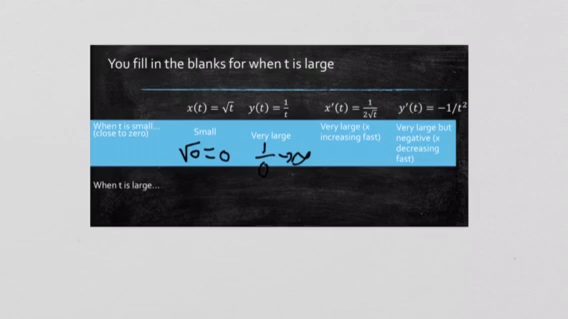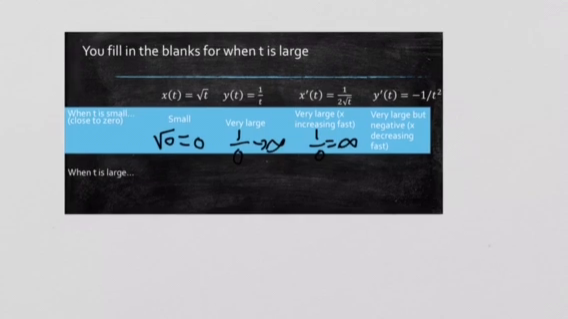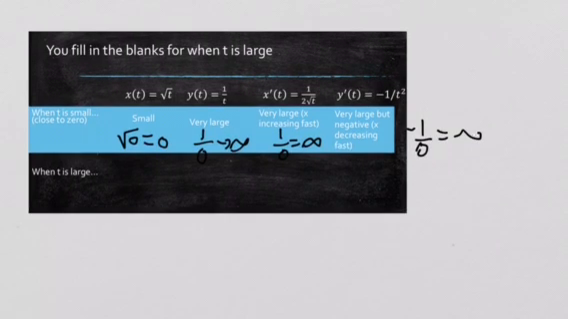And then what's going to be true about our speed? Well, 1 over 2 root 0 is just like 1 over 0, which means x is changing infinitely quickly. It's getting big, and it's getting bigger faster. And then what about y prime? Well, that's going to be negative 1 over 0, which means it's going to be like negative infinity, which means that our y value is getting smaller really quickly.